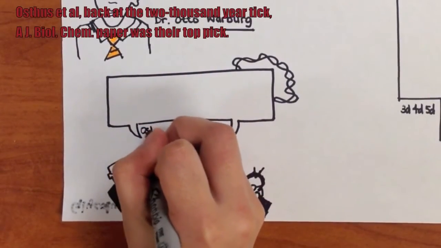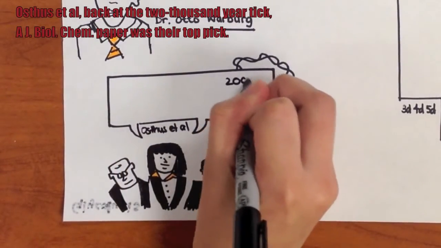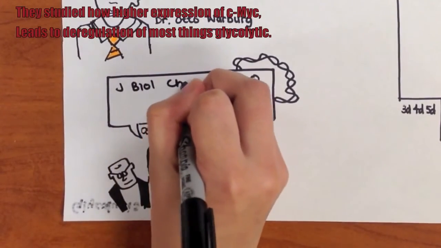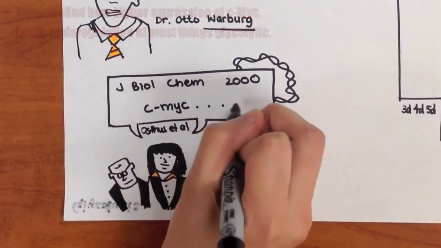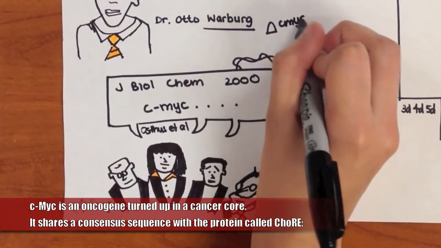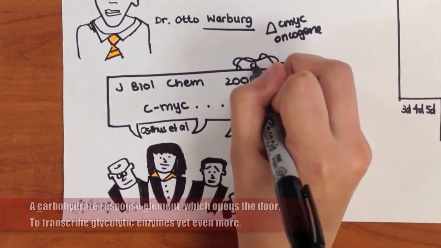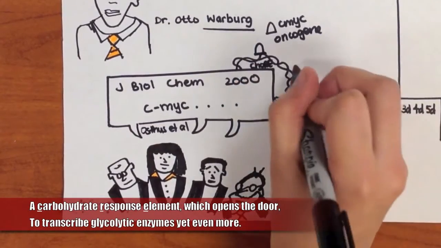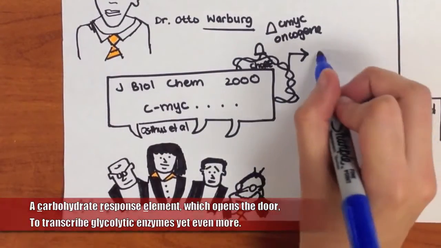Ostis et al., back at the 2000-year tick, a J Biol Chem paper was their top pick. They studied how higher expression of c-Myc leads to deregulation of most things glycolytic. c-Myc is an oncogene turned up in a cancer core. It shares a consensus sequence with the protein called ChREBP, a carbohydrate response element which opens the door to transcribe glycolytic enzymes yet even more.